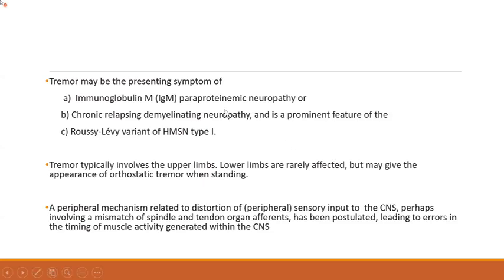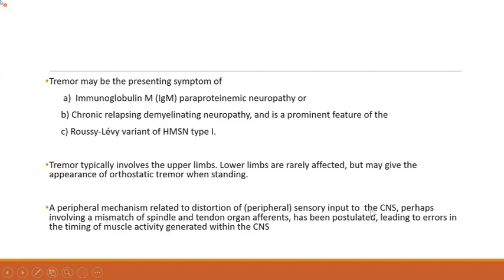So, tremor may be a presenting symptom in some typical neuropathies, which are paraproteinemic neuropathy, chronic relapsing demyelinating neuropathy, or variant of HMSN. In these neuropathies, the tremor is usually in the upper limb. Lower limbs are rarely affected, but they can give the appearance of orthostatic tremor on standing. The proposed mechanism is multiple, but related to distortion of sensory input to the CNS, meaning the sensory afferents are affected due to these neuropathies.